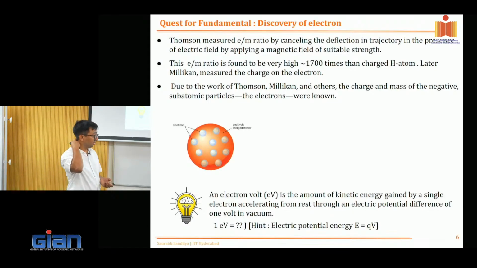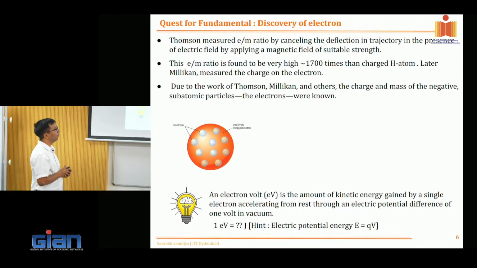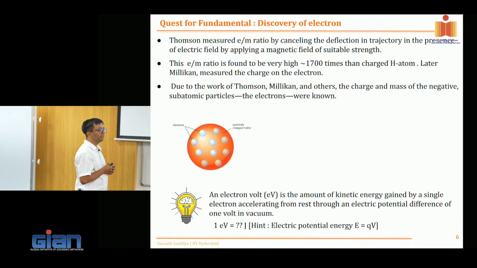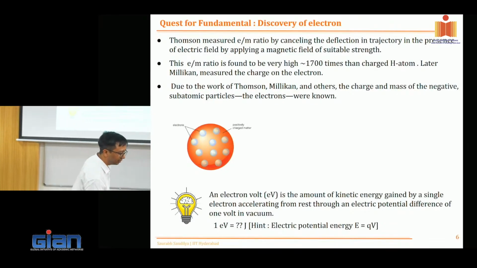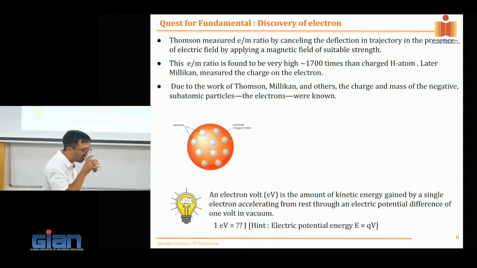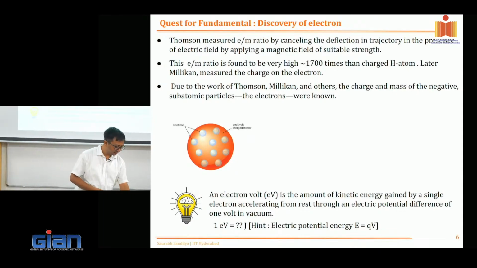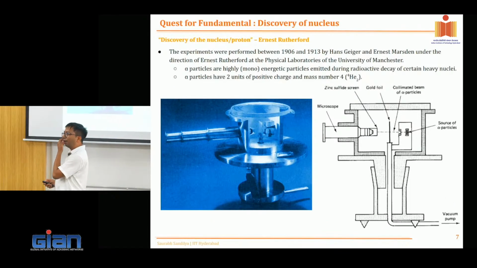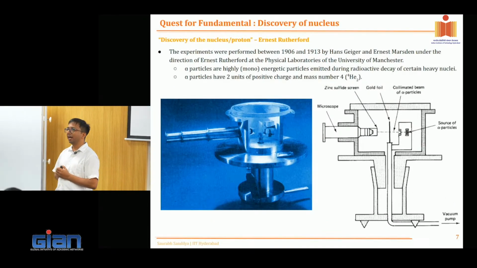One good thing to remember is the definition of electron volt. 1 electron volt is the kinetic energy gained by an electron when you put a potential difference of 1 volt. Can someone tell what is the value of 1 electron volt in joule? This value you already know, so you can keep this and write all those numbers.